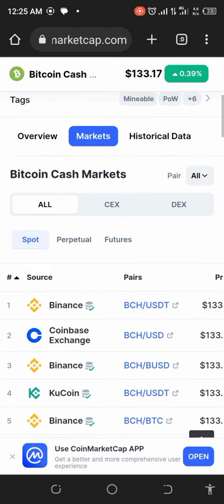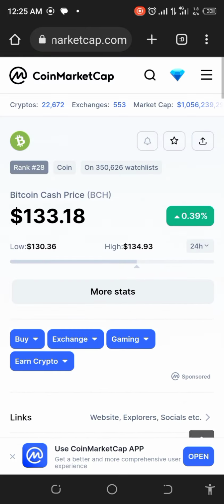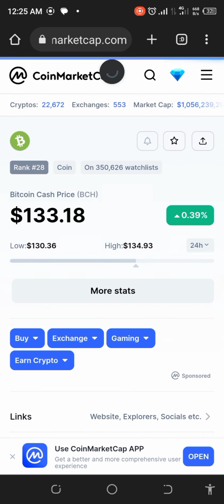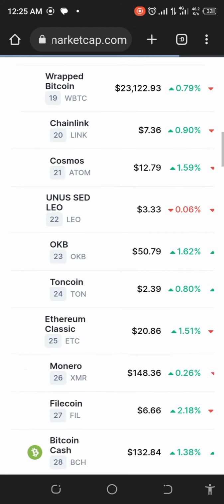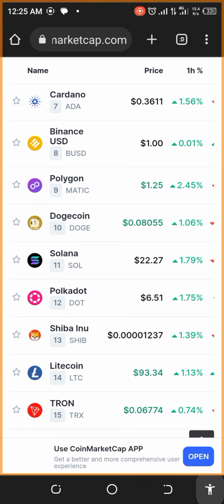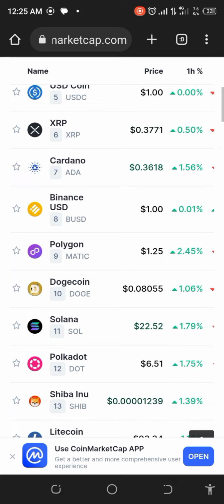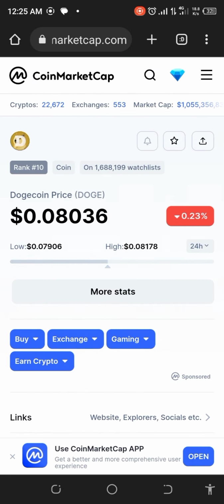Let's just do one more coin, right? I think right now you understand the way to go around this. Let's look for a cheap coin, a coin that is not that expensive, probably under a dollar. Okay, should I look at Doge? Dogecoin is 8 cents. Okay, let's go for that. Let's go for Dogecoin and see how this is now. Now you can see this is 0.08.